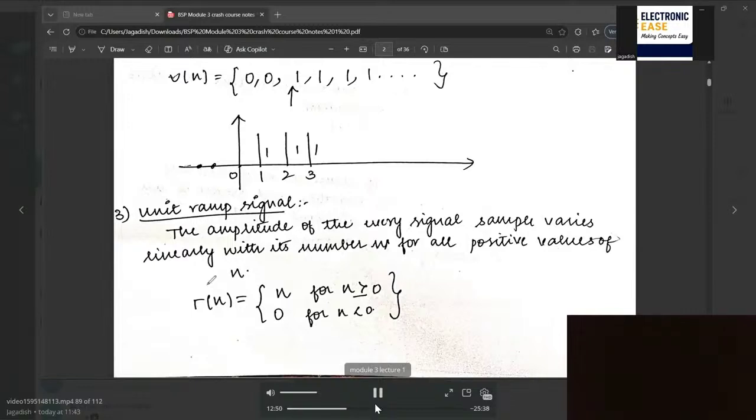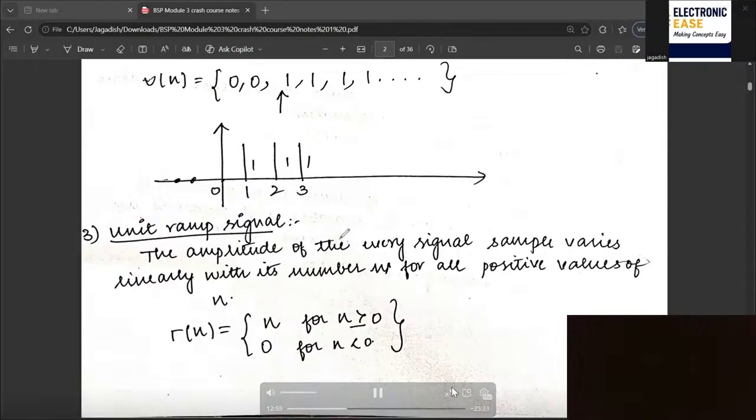Unit ramp signal: the amplitude of every signal sample varies linearly with its number n for all the positive values of n.